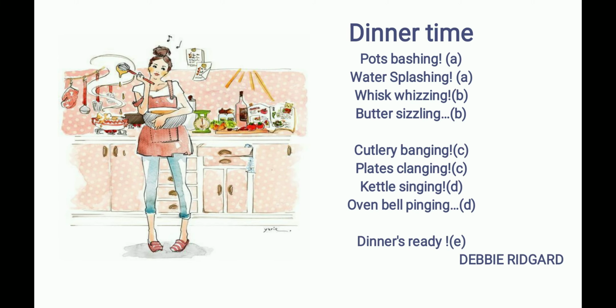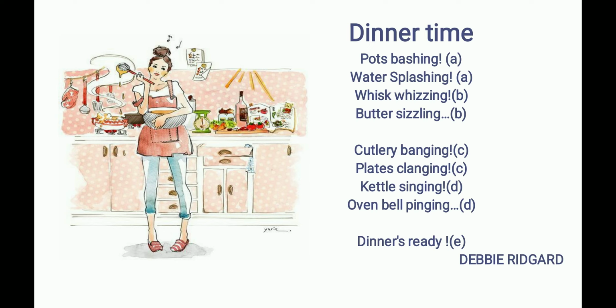Similarly for the poem Dinner Time, we will have the rhyming pattern as AA, BB, CC, DD, and the final concluding line will be E. Why? Because the rhyme words in the first and the second line are similar, that is, bashing, splashing. It is similar. Therefore, it will have the same alphabetical letter, that is AA. Next, in the third and fourth line, we have whizzing and sizzling. These two sound similar. Therefore, it will have the same alphabetical letter.